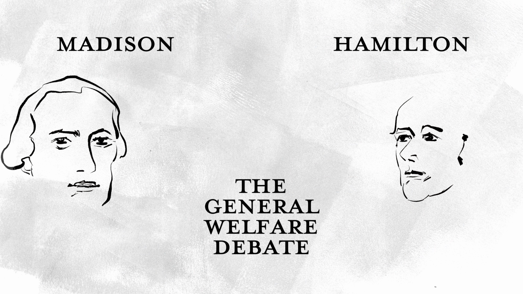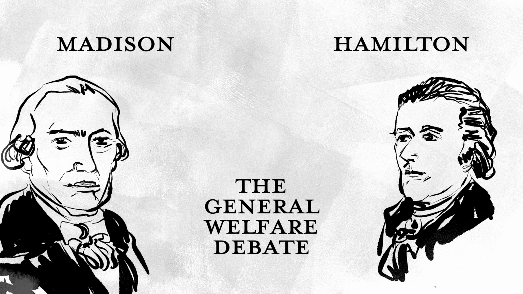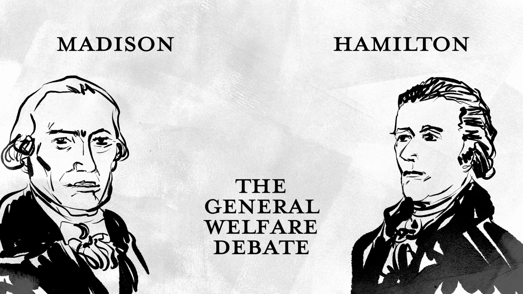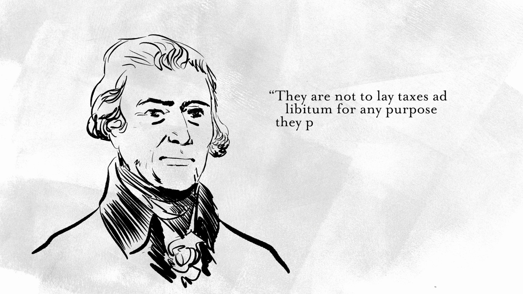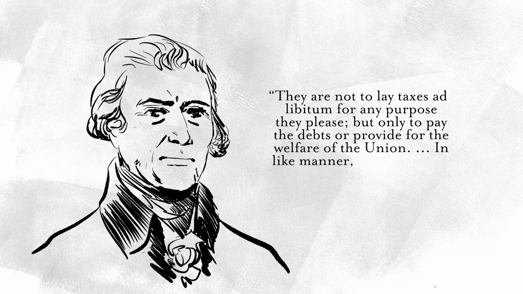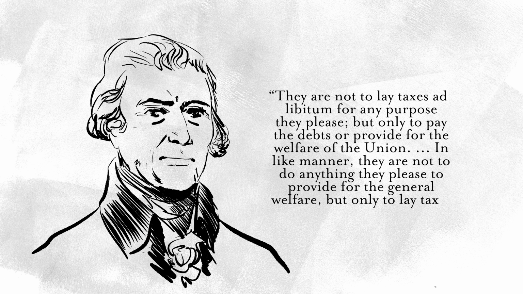At this point, you may be wondering what exactly is meant by the term general welfare anyway. And if so, you're in good company. Alexander Hamilton and James Madison debated this very question in the Federalist. Madison took the narrow view that the general welfare merely referred to the powers otherwise enumerated to Congress in the Constitution, whereas Hamilton believed it meant something a little broader. Thomas Jefferson appeared to side with Madison, writing that Congress, quote, are not to lay taxes ad libitum for any purpose that they please, but only to pay the debts and provide for the welfare of the Union. In like manner, they are not to do anything they please to provide for the general welfare, but only to lay taxes for that purpose.